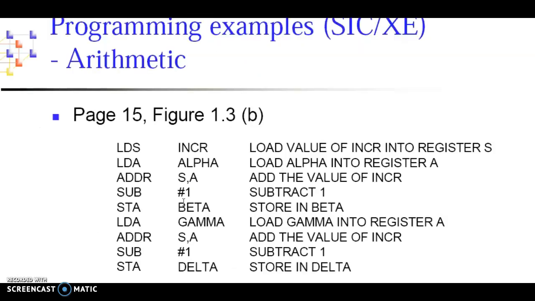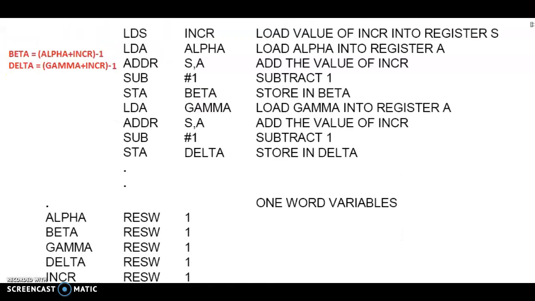Then next is related to arithmetic operations. The same arithmetic operations we have done in the SIC example also. In this case we are using a calculation like this: beta is equal to alpha plus INCR minus 1. Delta is equal to gamma plus INCR minus 1. This calculation you need to write in a program.